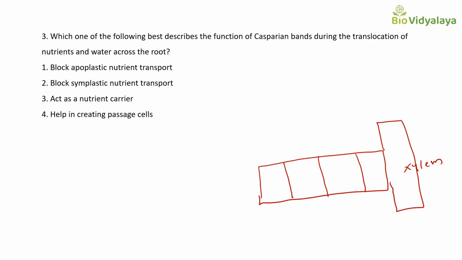Okay. So, which are the different cells? Epidermis, then cortex, then endodermis and pericycle, and finally xylem. Okay. And there are two pathways, the apoplast pathway and the symplast pathway. In the apoplast pathway, water and nutrients will move through the cell wall and intercellular space. And in the symplast pathway, water will move from the protoplasm of one cell to another via plasmodesmata.